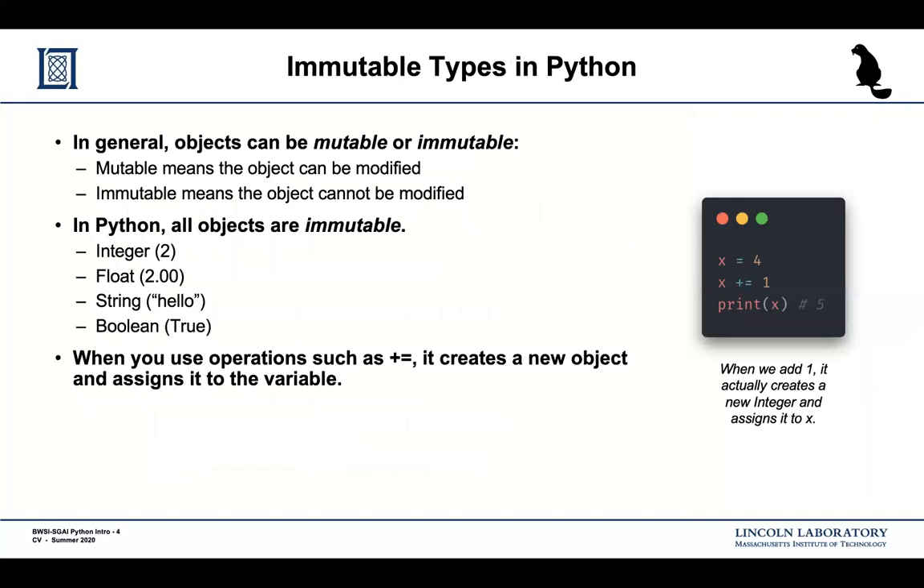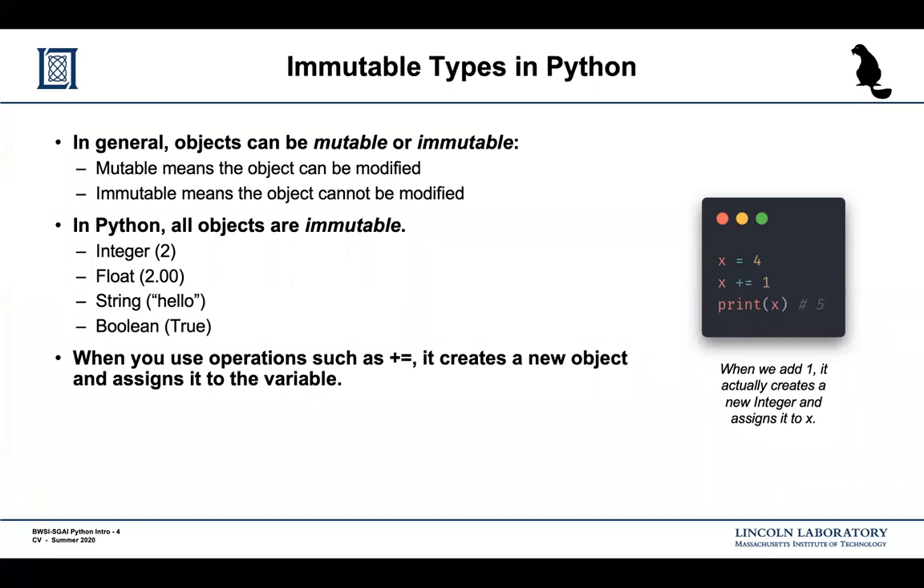Also, there are such things as mutable and immutable types in Python. Mutable means the object can be modified, and immutable means the object cannot be modified. Pretty simple. Some objects are immutable, such as integers, floats, strings, and booleans. Sorry, not all objects, but those 4 types are immutable.